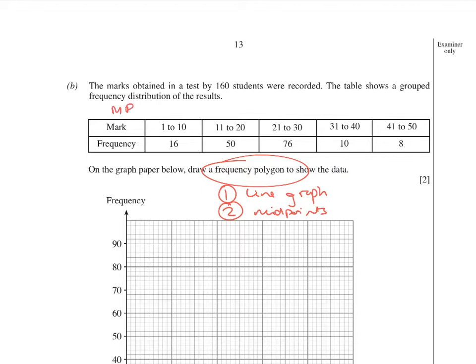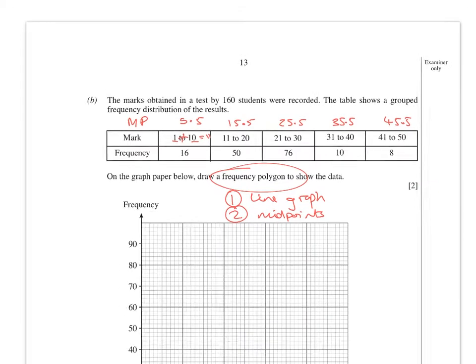So I need to know the middle of 1 to 10. Now, it's not as obvious as you'd think. You'd think it's 5. It's not. You need to do 1 add 10. 1 add 10 is 11. You then need to halve that answer, which is 5.5. Okay? And this follows in a similar tack here. This is 15.5, 25.5, 35.5, and 45.5. Okay, so just be careful. It's not 45. You'll lose one of those 2 marks, and that's a pretty nice 2 marks, this one.